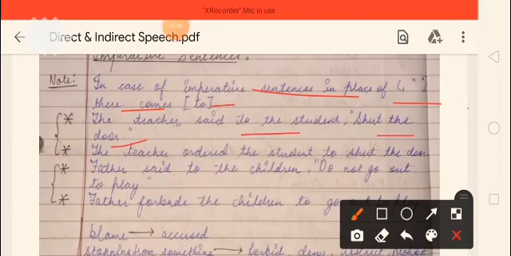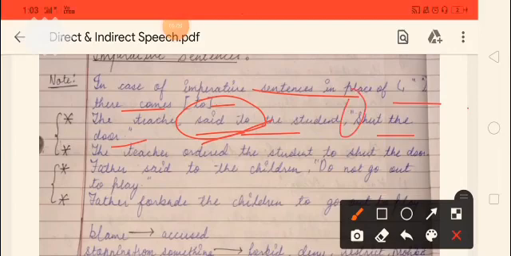What is this, shut the door? It is an order. So now we have to use that particular word which we get from the reported speech. It is an order. So here, what will "said to" become? The teacher ordered the student. Then in place of comma, inverted comma, "to" is used: to shut the door, and everything else remains the same.